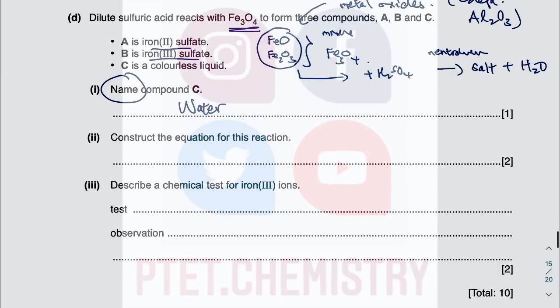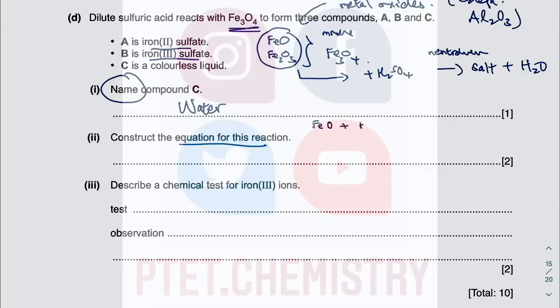If they say identify, I can write the formula, because they don't say anything about identify. If they say name, then you have to name. If they say give the formula and you write water, that's wrong. You have to write this. Okay? Construct the equation for this reaction. Individually is easy to do. So I'm going to show you what I meant by individual.